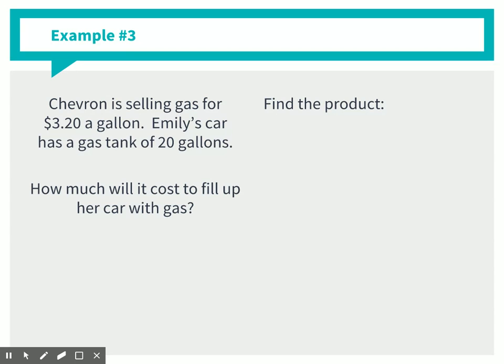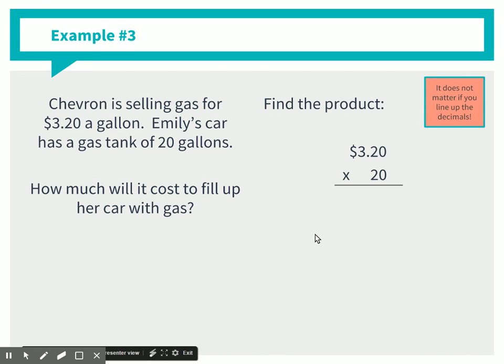And I mean, you could go and you could add up $3.20 by itself 20 times, but instead of adding multiple times, you can just multiply. So we're just going to multiply $3.20 together. And so when we multiply, it doesn't matter if you line up the decimals anymore. It only matters when you line up the decimals in adding and subtracting. With multiplying and dividing, it's a little bit different, and so the decimals operate differently. So when you're multiplying, it doesn't matter if you line up the decimals as long as you put the decimals in the right place at the end.